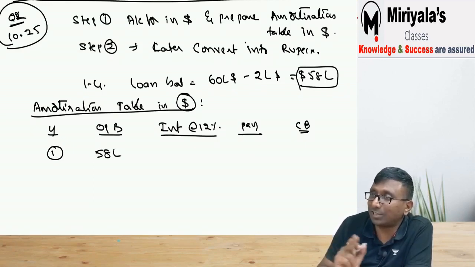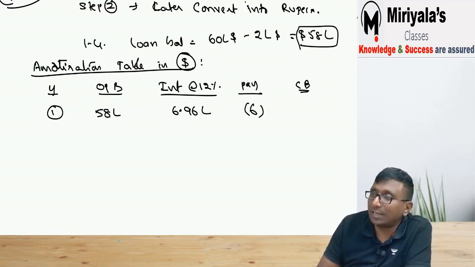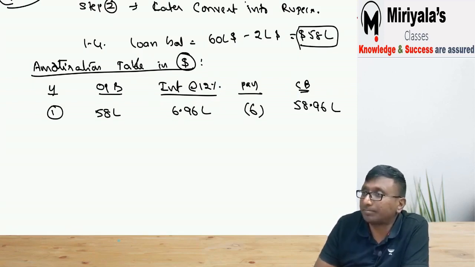I am not converting till now. I have not converted one number into rupees. That is the only key, otherwise confusion will come. Interest 12%: calculate 58 into 12%, that is 6.96 lakhs. But what you pay is 6 lakh. Using the calculator, 58.96 lakh is the closing balance. All the numbers are in dollars.